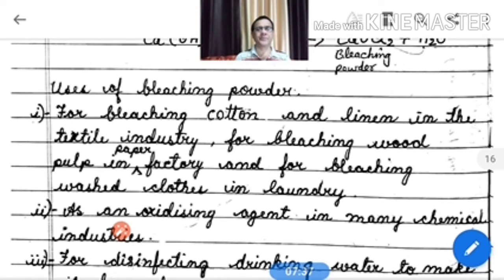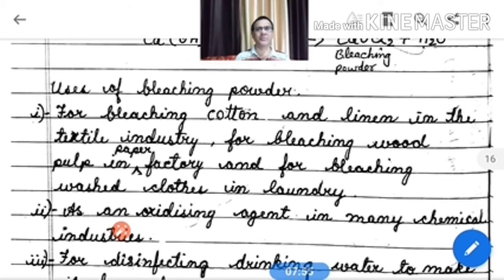So जैसे for example the paper that is obtained from the wood, and what is the color of the wood? That is brown. But the paper which we get for writing, that is white in color. It means the color of the wood is bleached. So this is the sense of bleaching.